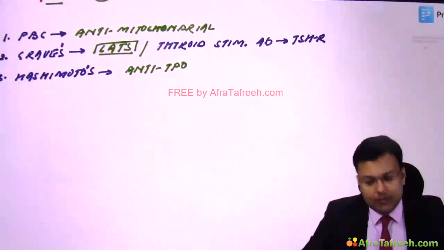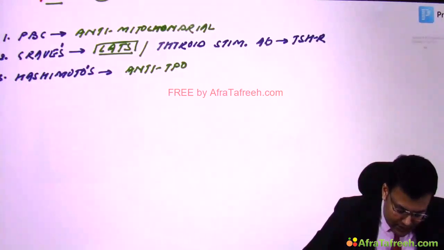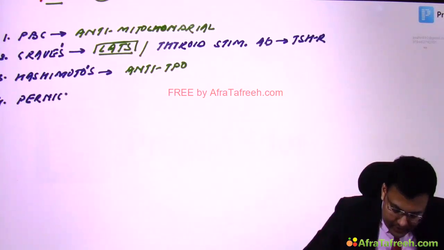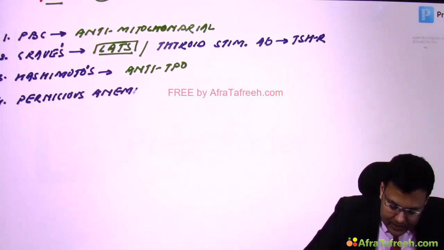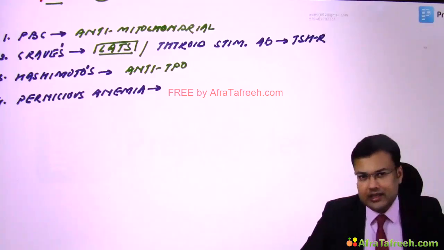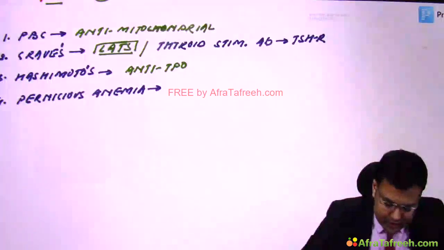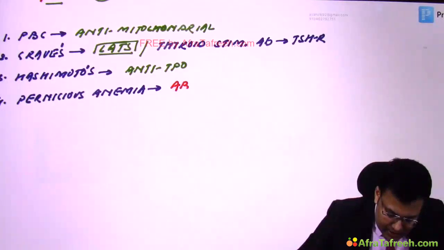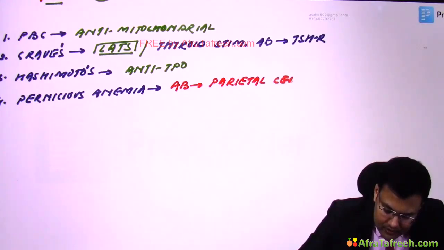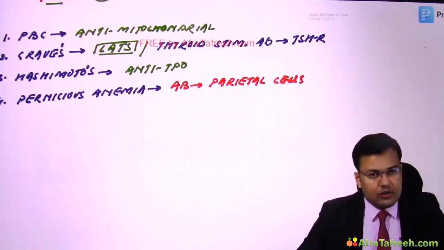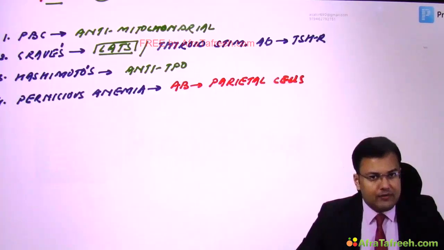And the fourth important in surgery, fourth one, and that's pernicious anemia, right? And in pernicious anemia, there is autoantibodies against parietal cells. So here, autoantibodies against parietal cells. Clear? And you know, all these autoimmune disorders are more common in females. So one by one we are going to discuss.